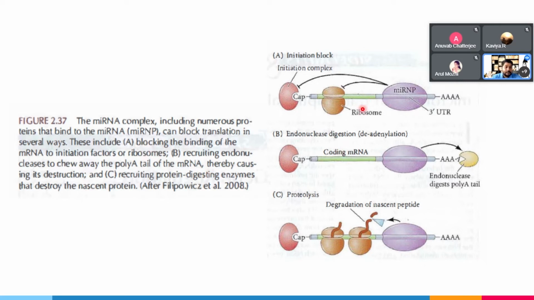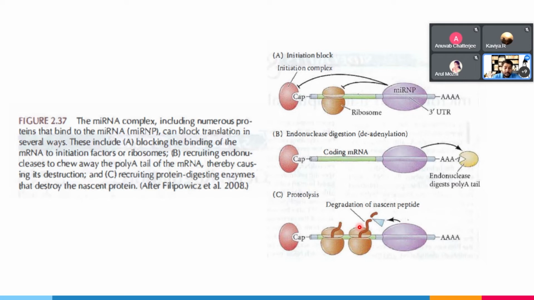So there can be three ways in which the microRNA can initiate the process of translational regulation. The first one is it can block the translation initiation complex. It can allow the endonuclease digestion of the mRNA itself, so it will cleave the mRNA, or it can allow the degradation of the nascent polypeptide. That is, it is allowing the degradation of the peptide itself, so that no peptide is produced.